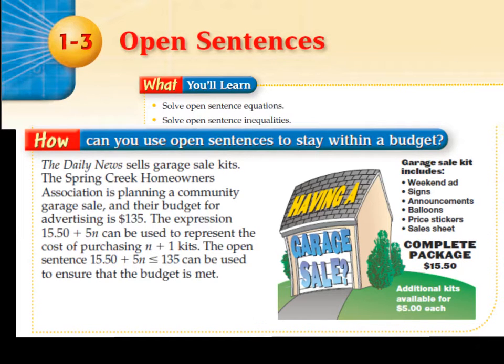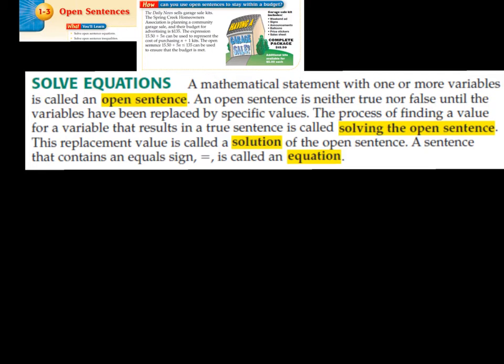The expression 1550 plus 5n can be used to represent the cost of purchasing n plus 1 kits. The open sentence 1550 plus 5n is less than or equal to 135 can be used to ensure that the budget is met. A mathematical statement with one or more variables is called an open sentence. An open sentence is neither true nor false until the variables have been replaced by specific values. The process of finding a value for a variable that results in a true sentence is called solving the open sentence. This replacement value is called a solution of the open sentence.